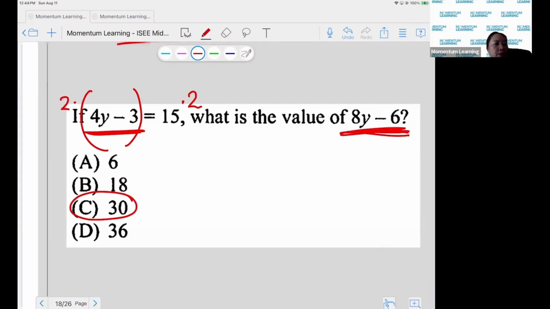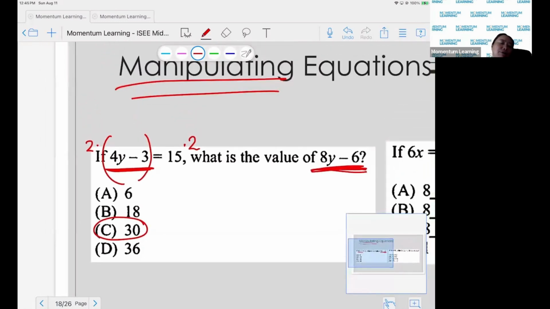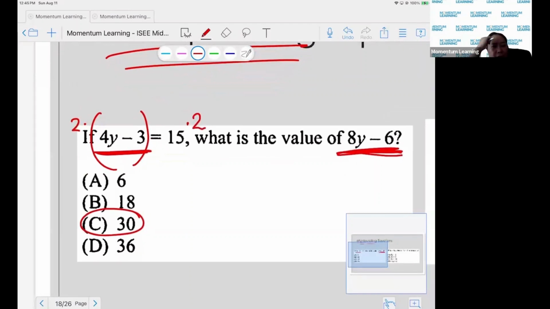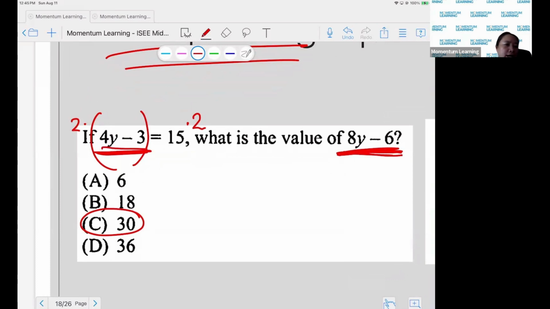Okay, so this is the part. Of course you say, how do I know? You scan quickly. When you practice enough, you say, oh, I don't have to find what the y is, because I need just to find 8y minus 6.